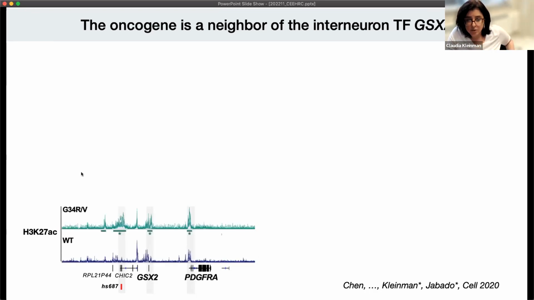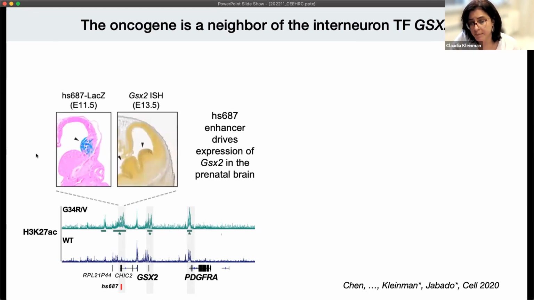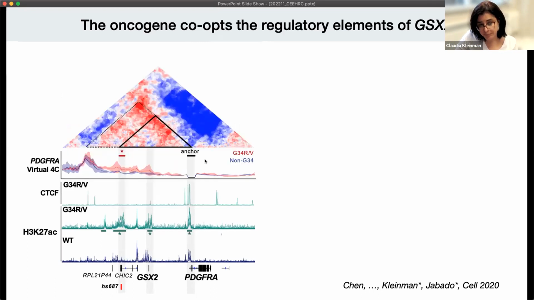So G34 tumors will activate not only PDGFRA and GSX2, but also regions upstream of GSX2 that have been experimentally shown to be enhancers of GSX2, and so active exclusively in this region and these progenitor niches. So the tumors show an epigenome profile, including the 3D conformation, where the oncogene is making close contact with these active enhancers, specifically in the lineage of origin.